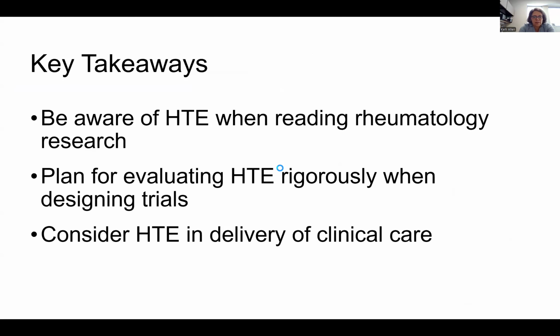Okay, so those are my key points. Let me just summarize. Be aware of HTE when you're reading rheumatology or other clinical trials research. Again, as I mentioned earlier, one way to do that is just look at the confidence intervals and try to understand what might be going on. Plan for evaluating HTE rigorously when you're designing your own trials. There's lots of ways to do that. And then finally, if you're a clinician, try to consider HTE in delivery of care. Unfortunately, we often don't know what those factors are that are going to bring about the heterogeneity, but educating patients as much as possible on that is helpful.